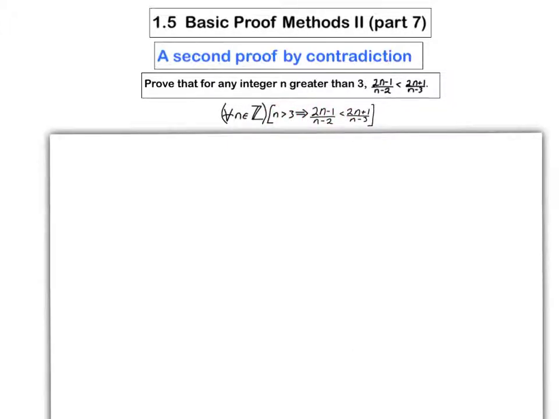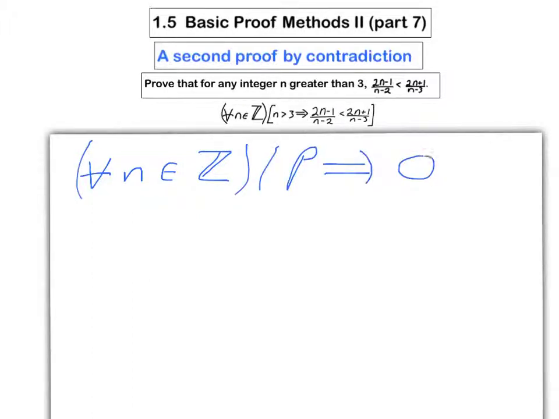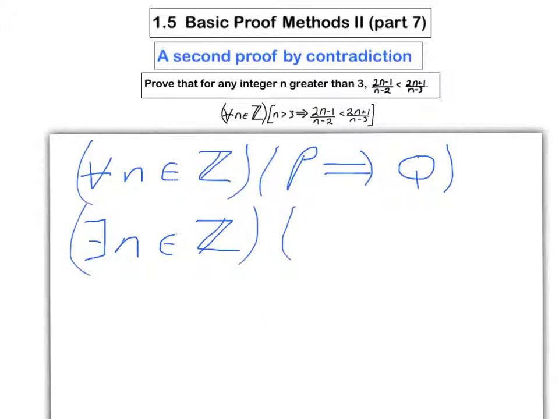Well, we have a statement of the form for all n in Z, and then it's some kind of a p implies q format. So in order to negate that, or in order to take a useful denial, we would put there exists an integer n. And now I hope you remember how to take the negation of a p implies q. It's not conditional anymore. It's p and not q. P and not q.